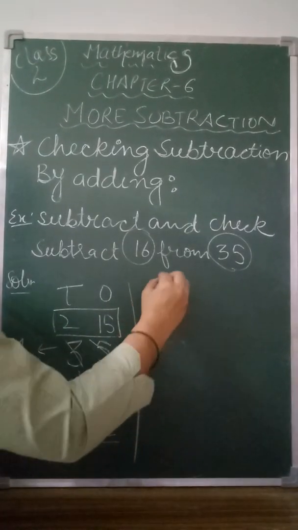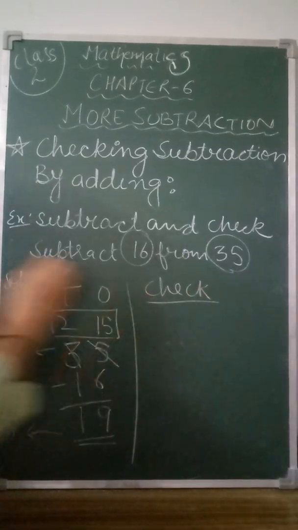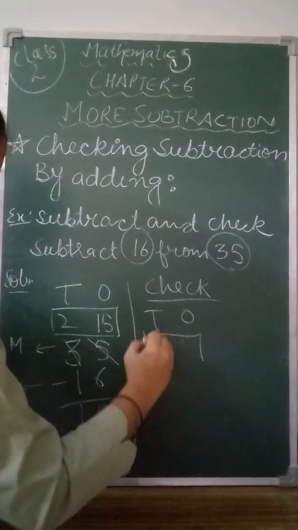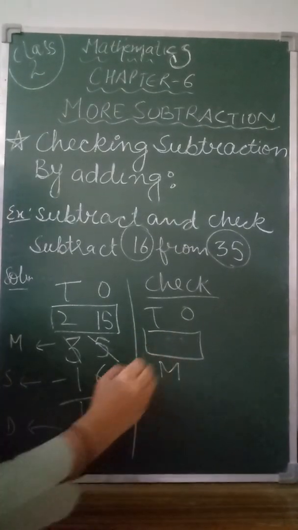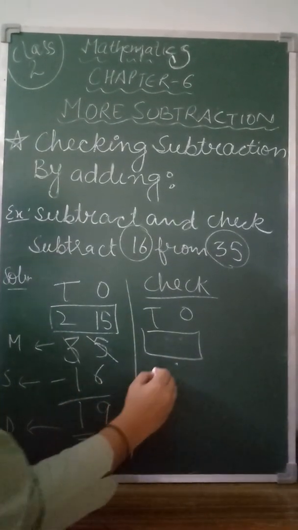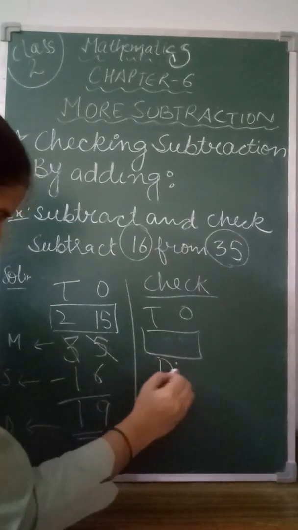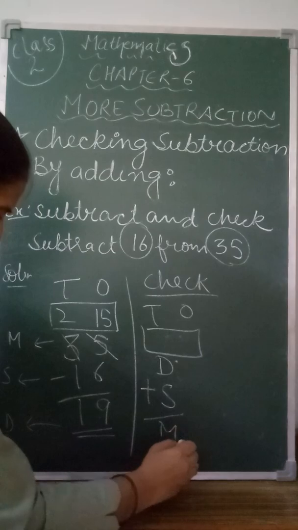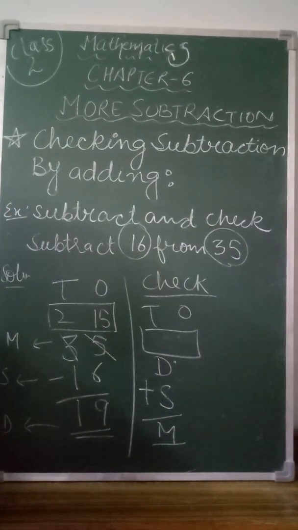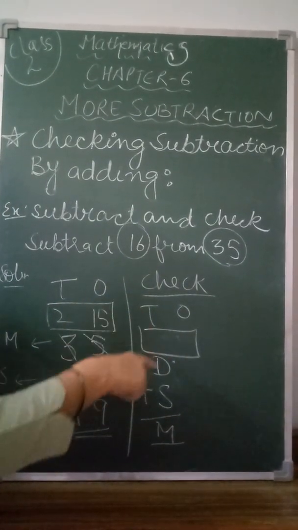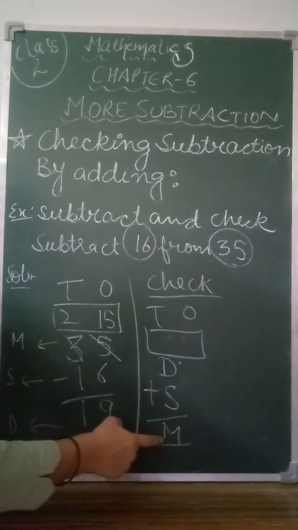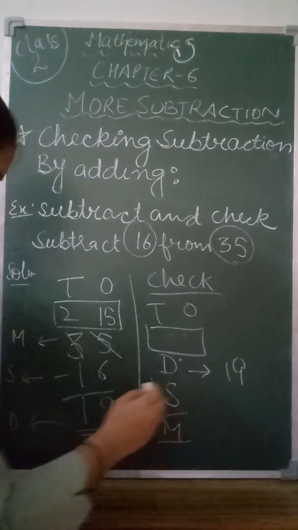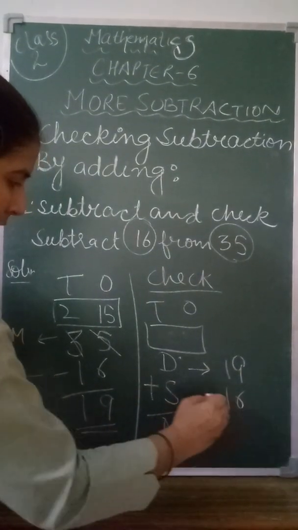How can you check your answer? Let me give the small formula for that. Write difference on the top. Sorry, not minuend, this difference. Difference, D for difference, plus subtrahend, and the answer should be the minuend. I already explained that while adding, to check your answers, the sum should be equal to the minuend. So what is the difference here? 19, right? 19 here and 16 is the subtrahend.